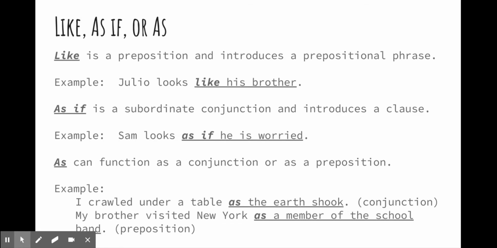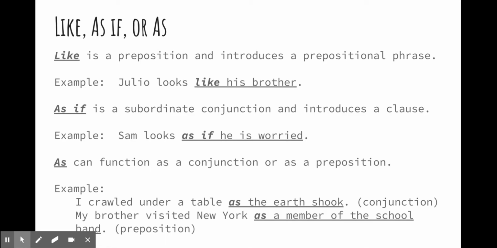Now, the next set is like, as if, or as. Like and as if often seem to be interchangeable, but just like with our other set, one is used as a preposition and one is used as a subordinate conjunction, so we need to use them correctly. Now, like is a preposition and it is used to introduce a prepositional phrase. For example, Julio looks like his brother. So like is introducing the prepositional phrase like his brother.